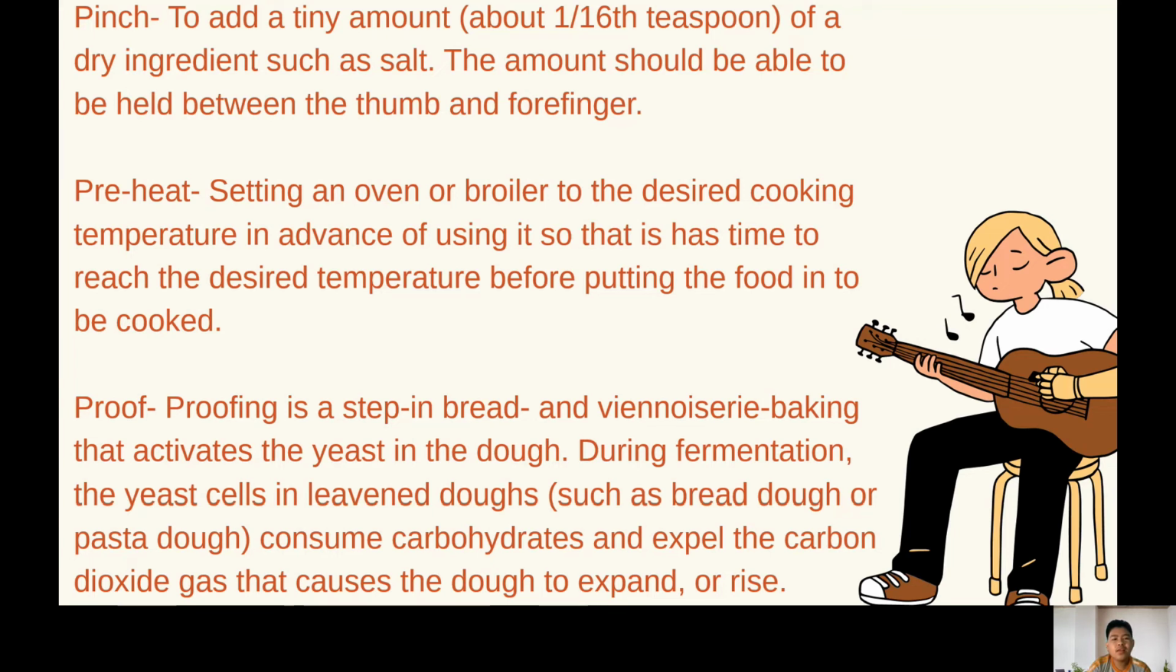Preheat. Setting an oven or broiler to the desired cooking temperature in advance of using it so that it has time to reach the desired temperature before putting the food in to be cooked.